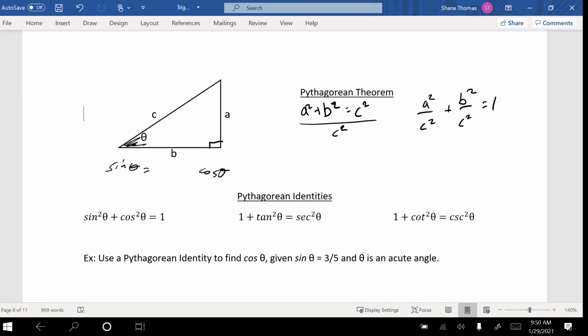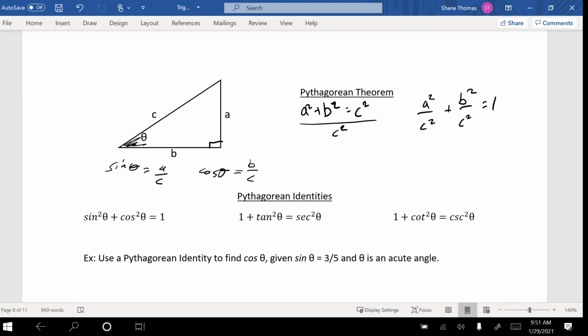The first one: sine is what over what? Opposite over hypotenuse. So here's my reference angle. What's my opposite side? A. What's my hypotenuse? C. The hypotenuse is across from the right angle, and the opposite is the one that doesn't touch the angle. So we have A over C. How about my cosine? Cosine is adjacent over hypotenuse, so that's B over C, yep.